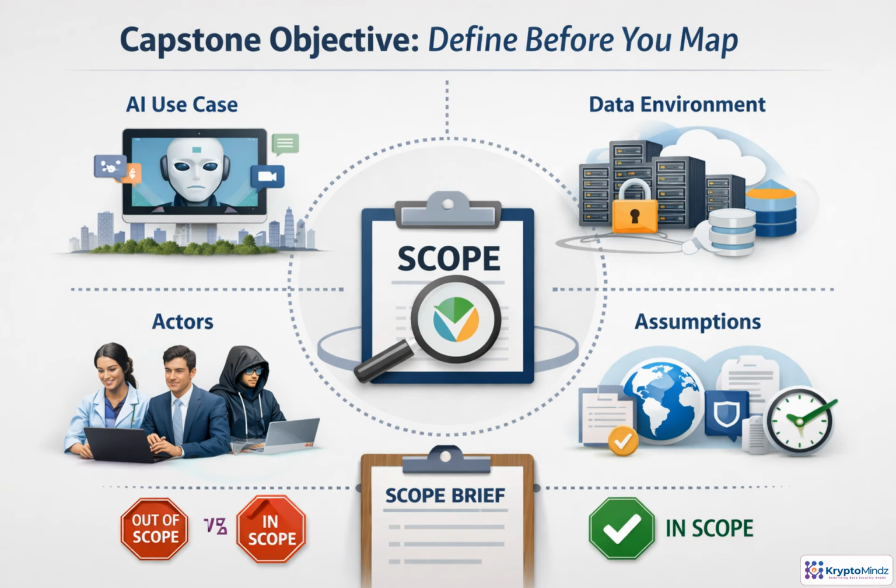Before mapping regulations, establish a firm scope. What is the AI use case? What data does it touch? Who builds, operates, and is affected by it? What assumptions are you making? These answers become the source of truth for applicability, risks, controls, evidence, and remediation. A clear scope keeps compliance work from becoming vague or oversized. Your output is a concise scope brief that sets the boundaries for the entire Capstone.